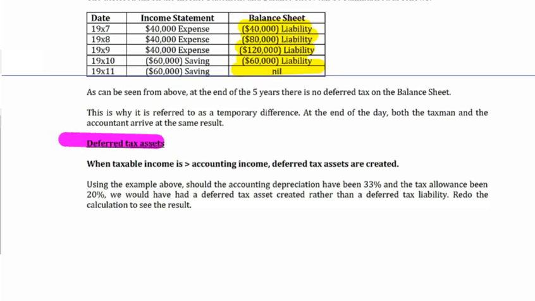When do you get a deferred tax asset? Well, you're going to get a deferred tax asset when taxable income is greater than accounting income. Look at the example now that we've used, where we've reversed the whole picture. Accounting income 33%, in other words we write that off across 3 years, and tax gives you 20% per year. Again, why do we talk about deferred tax? Reason being, the differences are only due to timing.